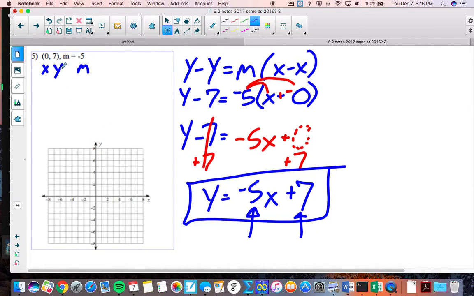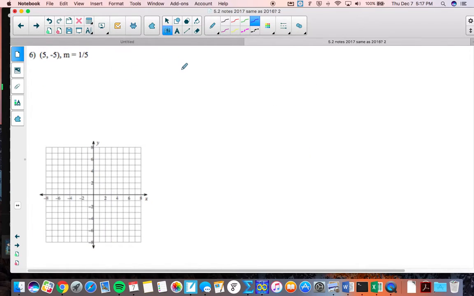So let's graph it. Let's plot the point 0, 7. And now let's apply the slope. Down 5, right 1. This is kind of silly, folks, because this point actually is the y-intercept, right? X is where x is 0. That y value is your y-intercept. In standard form, we were plugging 0 in for x to get the y-intercept. So that is correct. Let's try number 6.